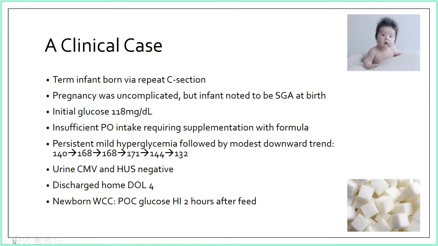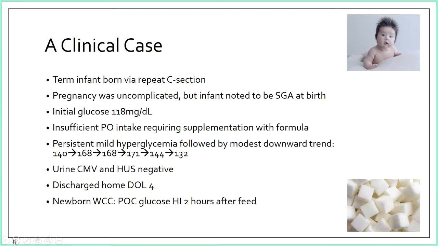The infant was breastfed PO, but there was an insufficient PO intake, and so eventually the baby did require supplementation with formula. She was noted to have a mild persistent hyperglycemia with a peak glucose of 171 while she was in the newborn nursery, but then after that there was a modest downward trend in the glucoses. She had a workup, which included looking for infection. She had urine CMV that was negative. She had a head ultrasound, which was also normal, and she was eventually discharged home on day of life 4.